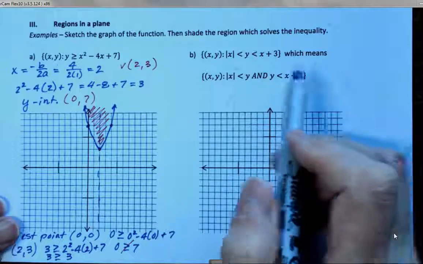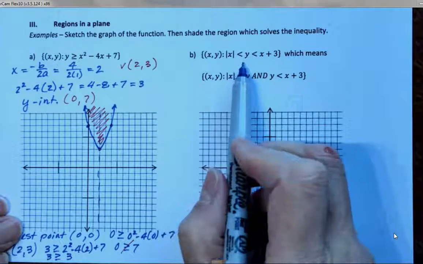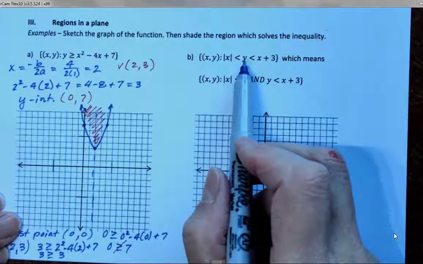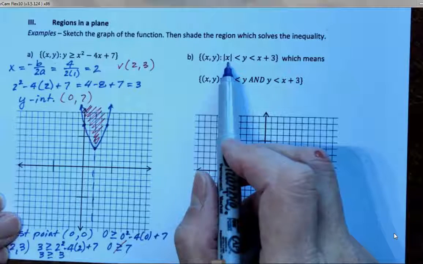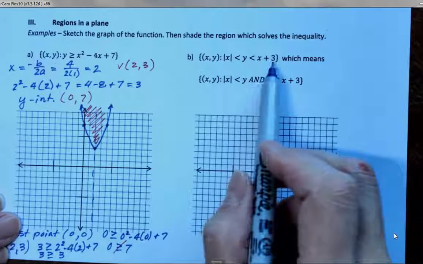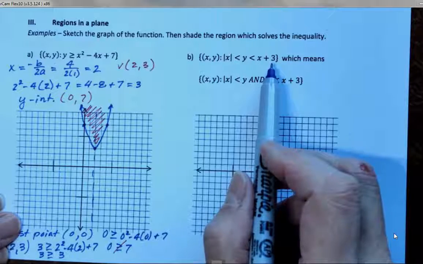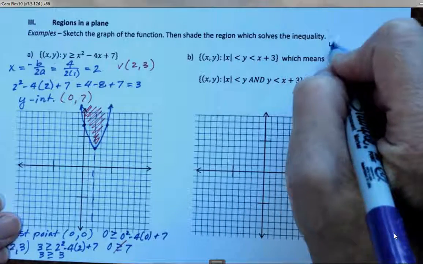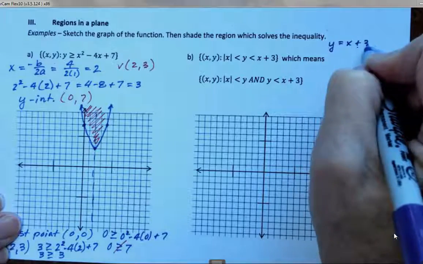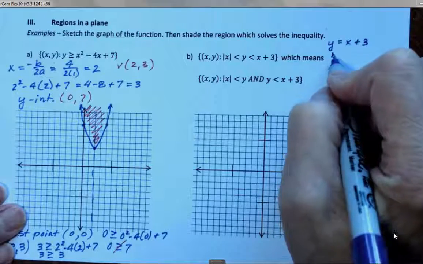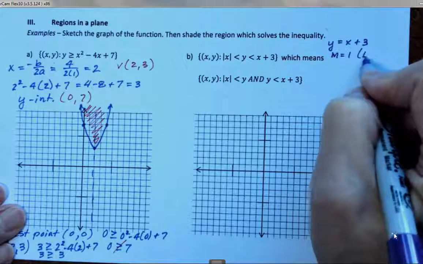This last one we're going to do is a compound inequality. And what this is saying is y has to be greater than the absolute value of x, and at the same time has to be less than the line x plus 3. So I'm going to do the line first. So remember that we have y is equal to x plus 3. That means that we're going to have a slope of 1 and a y-intercept of 0, 3.